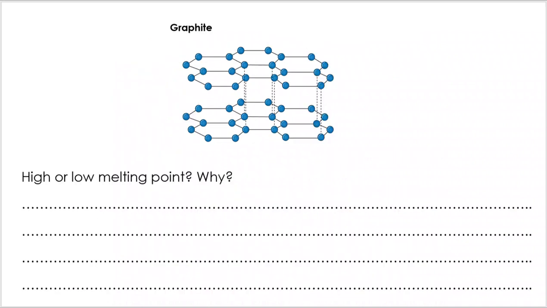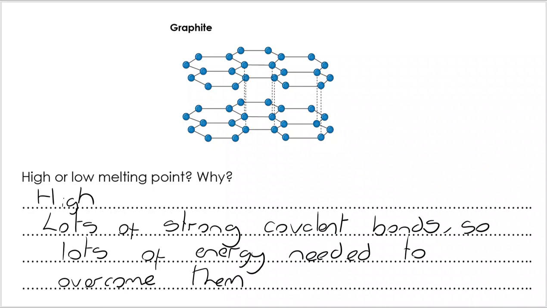Will it have a high or a low melting point, and why? Well, it will still have a high melting point. It might be slightly lower than diamond because there are fewer covalent bonds to break, but there are lots of strong covalent bonds, so lots of energy is needed to overcome them.